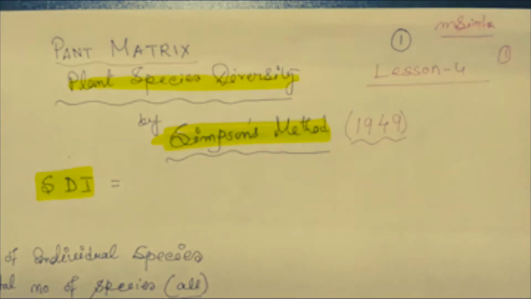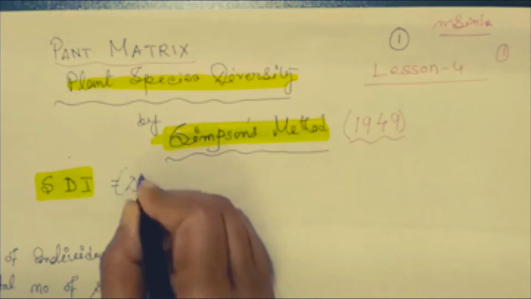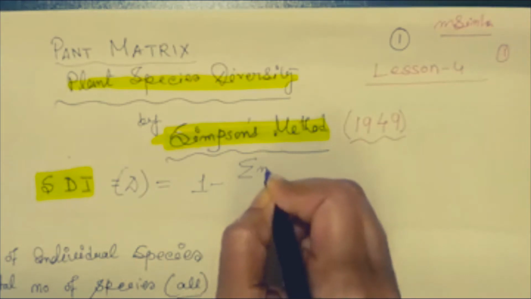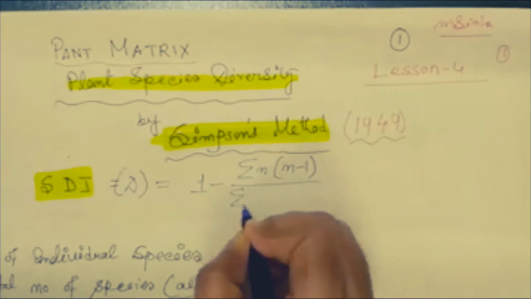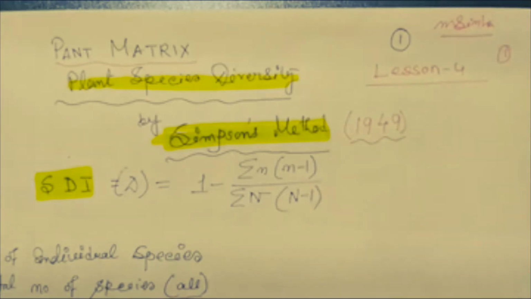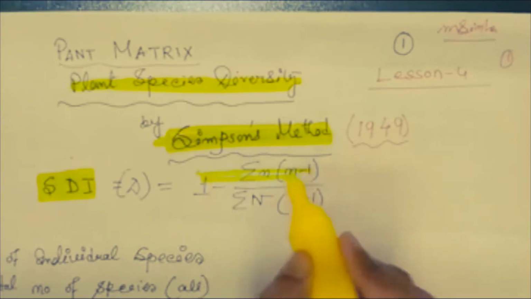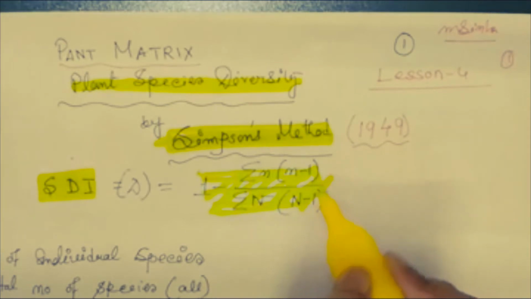Straightforward, go to the formula of the Simpson method. The formula is species diversity, sometimes identified as capital D. D equals 1 minus summation small n into n minus 1, divided by summation capital N into capital N minus 1. This is the basic formula of the Simpson method. Through this formula we can derive the species diversity, rather plant species diversity.